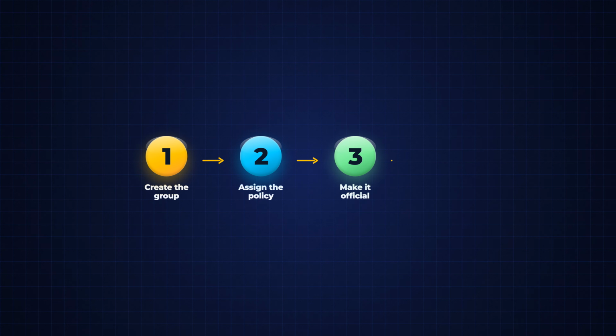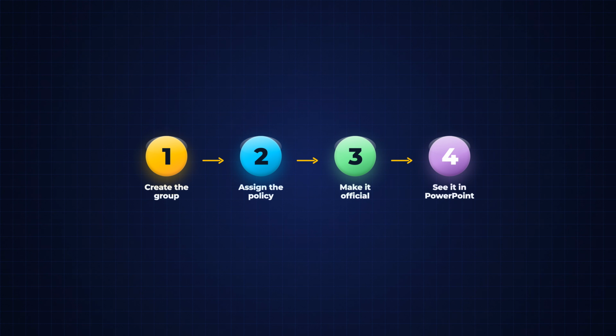And then the third and final step, we're going to show how you can make one of those brand kits that you've created, either in watching my previous video or doing it on your own, official. And then finally, we'll show how it shows up inside of PowerPoint. Let's go ahead and jump into the Microsoft 365 Admin Center and get started with our group creation.